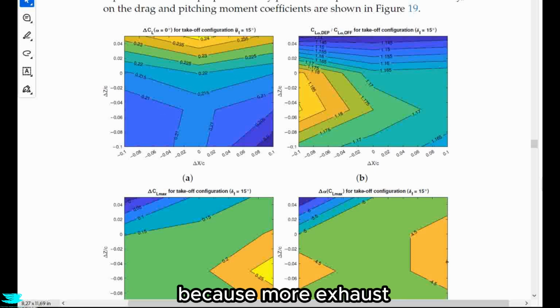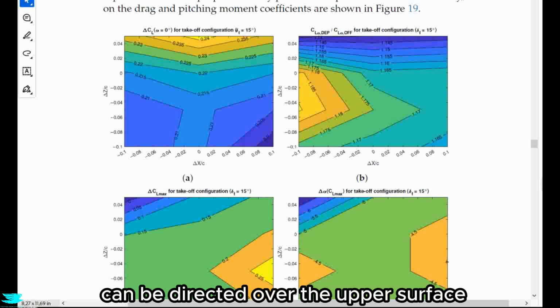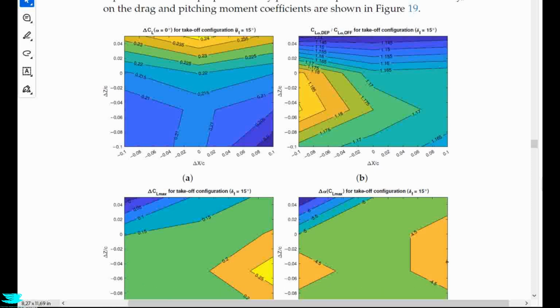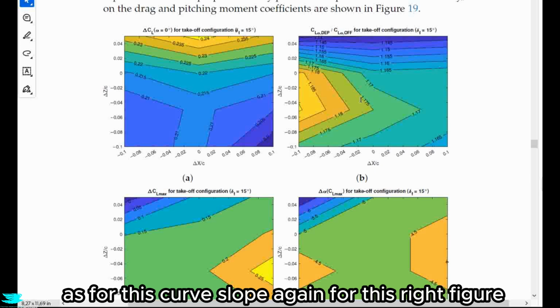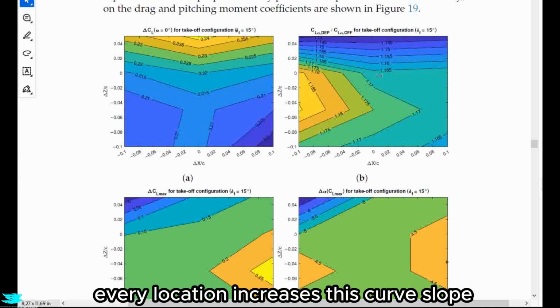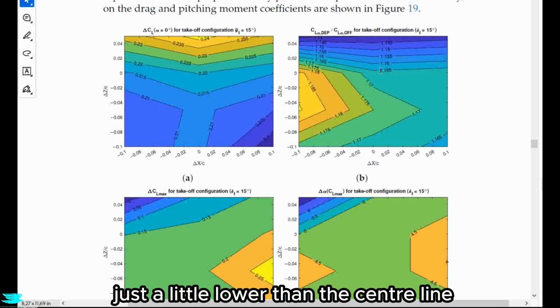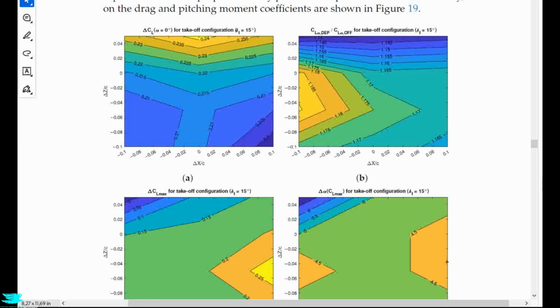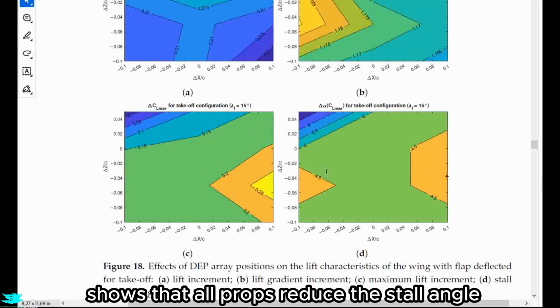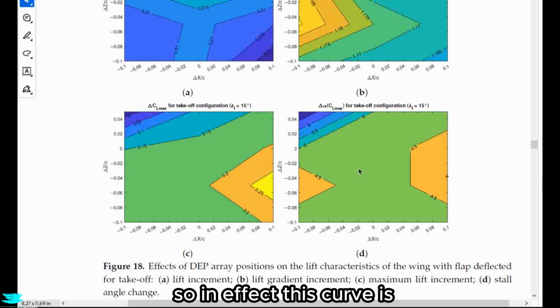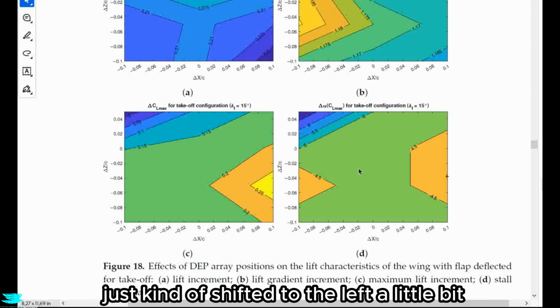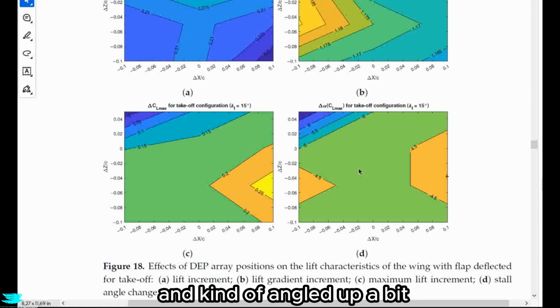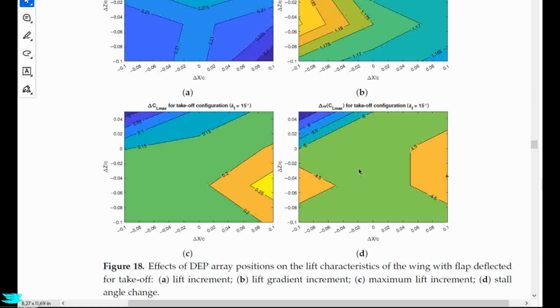I suspect that that is because more exhaust can be directed over the upper surface and really increase the lift produced. As for the lift curve slope, again, for this right figure, every location increases the lift curve slope, and having props just a little lower than the center line and pushed really far forwards is the best location. You can see that gold region here. The bottom figure shows that all props reduce the stall angle, so in effect, the lift curve is just kind of shifted to the left a little bit and kind of angled up a bit.